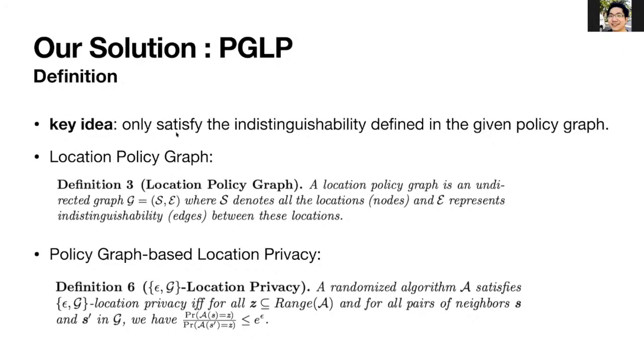Then I will present the definition of PGLP. The key idea is that we only satisfy the indistinguishability defined in a given policy graph. The graph, as I mentioned, has two elements: the possible domain set S and the set of edges E, where an edge means the indistinguishability, the privacy we want. The definition borrows ideas from differential privacy, but here we only protect the edges defined in the policy graph, and we don't care about the indistinguishability of pairs without edges.